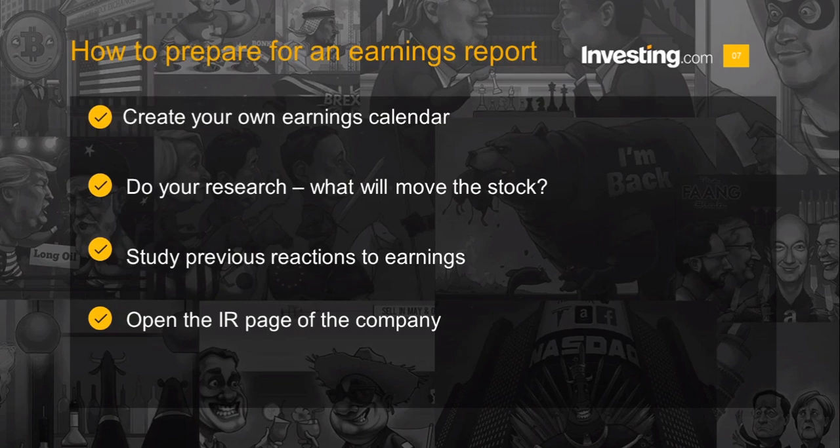So anything that would hurt those expectations is likely to cause a big drop in the price of a stock. And a big drop is exactly what we're looking for generally, especially an unjustified big drop. So create your own earnings calendar. Be aware of when things are published.